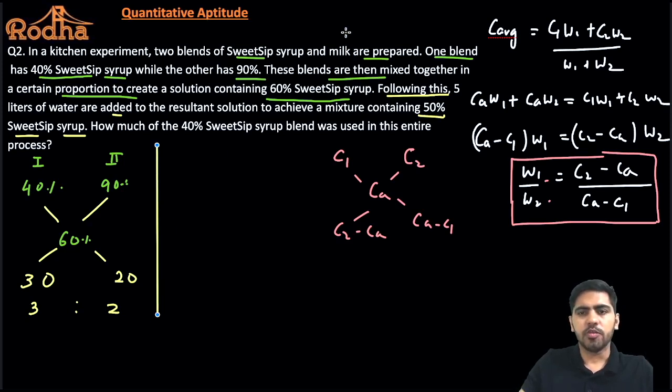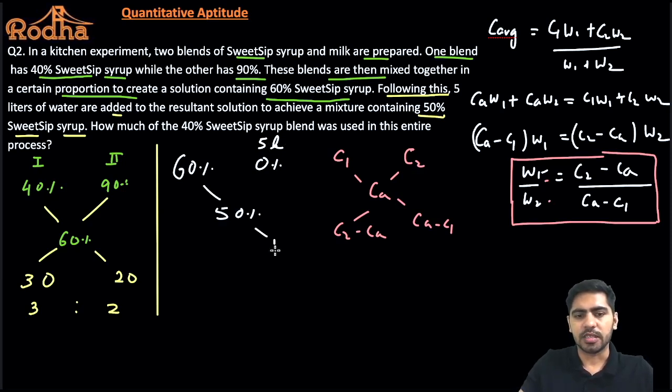right? So what I'm going to do here is I have 60% on one side, and on the other side I have 5 liters of water. So can I say in 5 liters of water the sweet syrup is nothing but 0%? There's no sweet syrup in water, right? So this is 5 liters in quantity, so this is the weight basically, the weight that we find, not the ratio. This is the weight here, and the resultant gives me 50% sweet syrup. So the resultant is 50%. So 60 minus 50 is 10, and 50 minus 0 is 50.